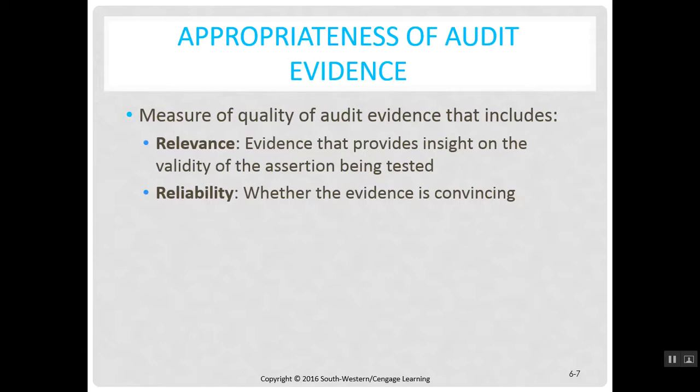So here these terms are defined. Relevance. We touched on this before. Basically, the evidence that you're collecting needs to be able to provide insight on the validity of the assertion that you're testing. So if you're looking at the completeness assertion, obtaining evidence about the value of the account is not going to be relevant to supporting the completeness assertion. So you need to make sure that the audit evidence that you're looking at is relevant. And then you need to look at the reliability of that evidence. So whether the evidence is convincing, and one of the things that we look at is where it's coming from or how it was obtained.